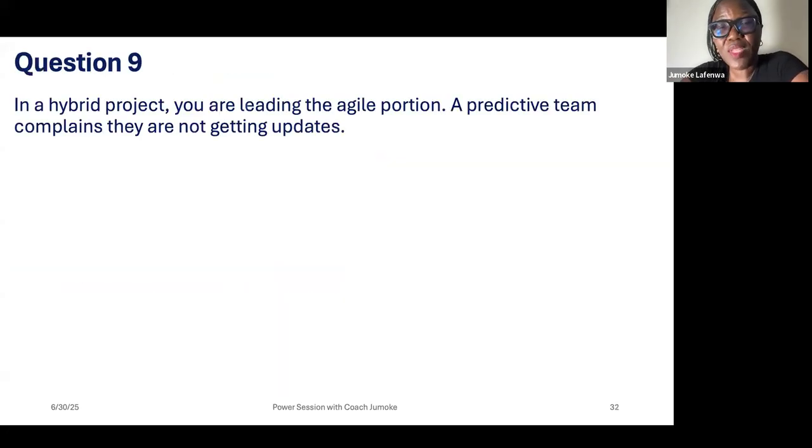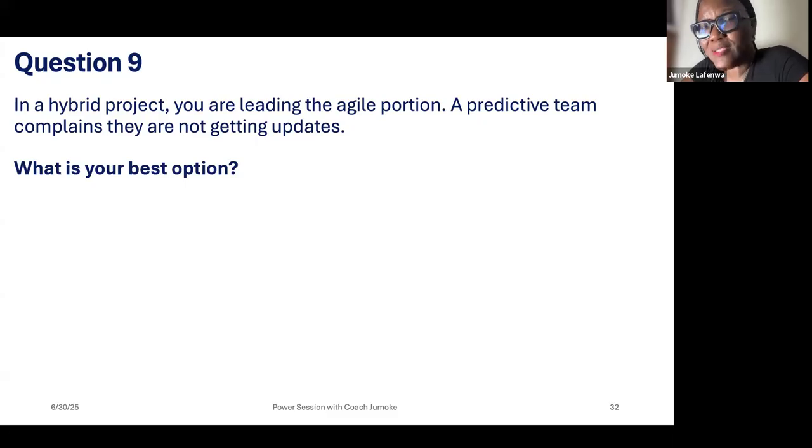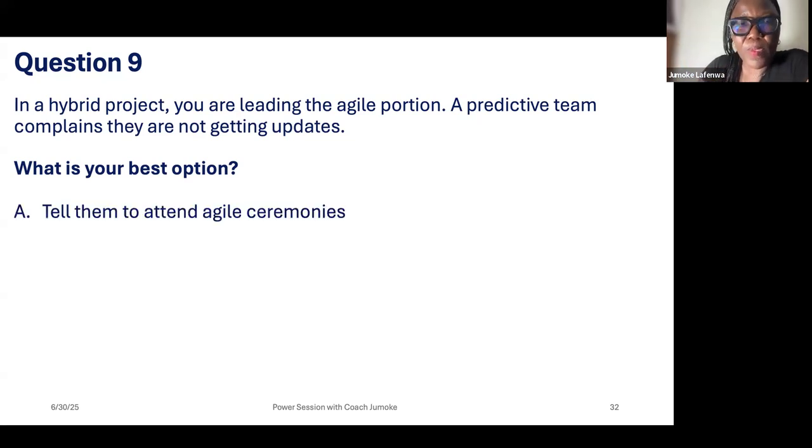Question 9. In a hybrid project, you are leading the agile portion. A predictive team complains they are not getting updates. What is your best solution? Anytime you see best, always have it in mind that all the options are probably right, but one is the best out of the four.